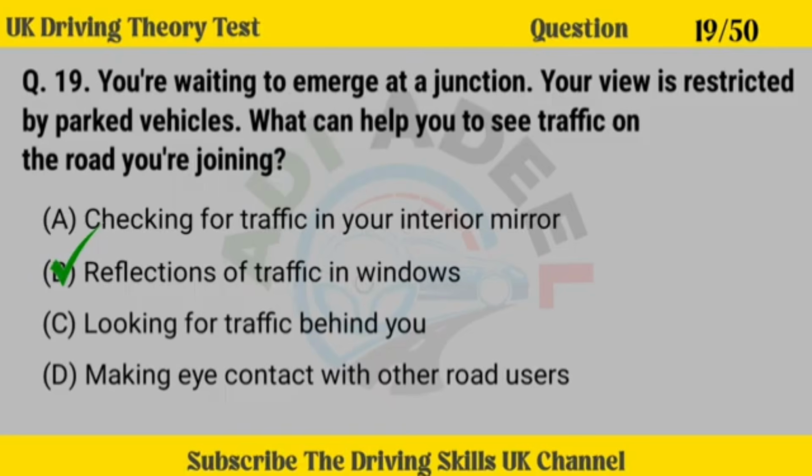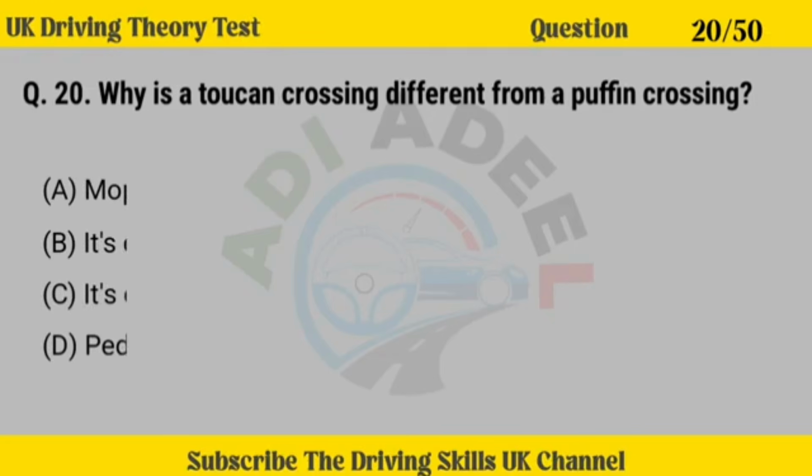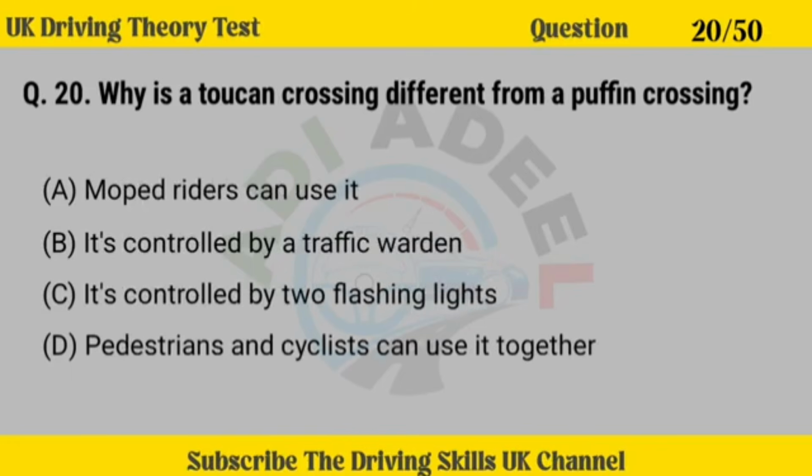The right answer is B. Reflections of traffic in windows. Question 20. Why is a toucan crossing different from a puffin crossing? A. Moped riders can use it. B. It's controlled by a traffic warden. C. It's controlled by two flashing lights. Or D. Pedestrians and cyclists can use it together.